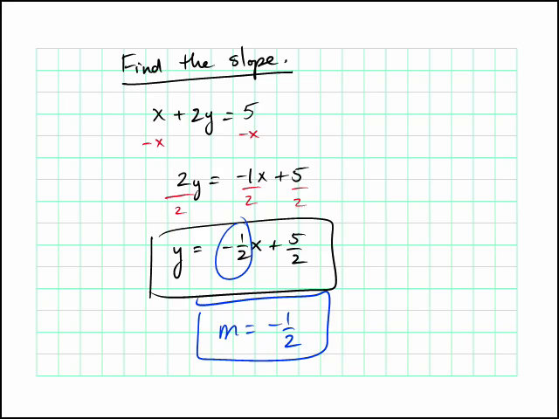A couple other ones. I think I can squeeze it on the side here. Find the slope. Let's say you have the line y equals x plus 3. This one's already solved for y. It's in slope-intercept form already. You just have to remember that the number in front of the x is actually 1. And so this line has a slope of 1.